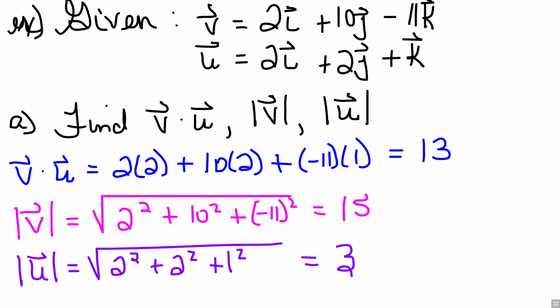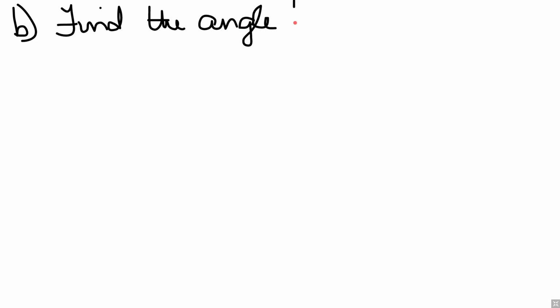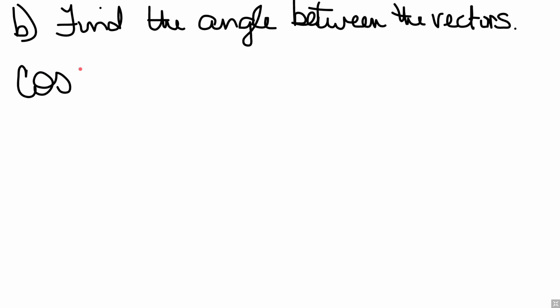Okay. All right, so next, let's move to part B of this. Part B is to find the angle between the vectors. If we're looking for the angle between the vectors, the formula is that the cosine of theta is equal to the dot product of the two vectors divided by the magnitude of each vector.